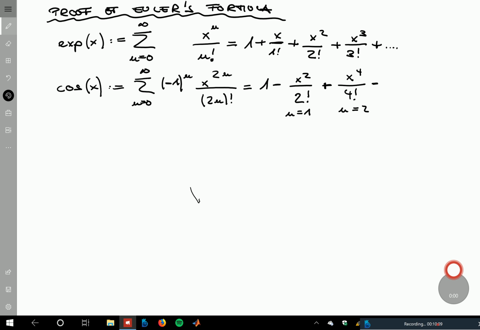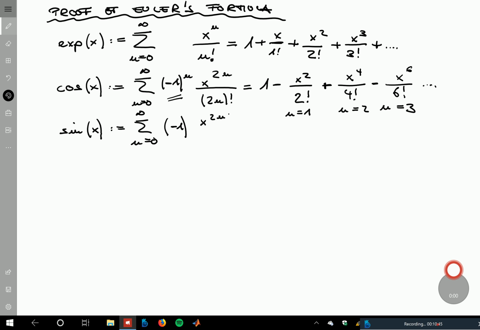And then if n equals 3, we have again something negative here because it's minus 1 to the power of 3. And we have 6 here and factorial 6 there, and so on. So that's basically working with the even numbers in this expansion of the series, or whatever you want to call that. And similarly for the sine function, however, with the odd numbers.